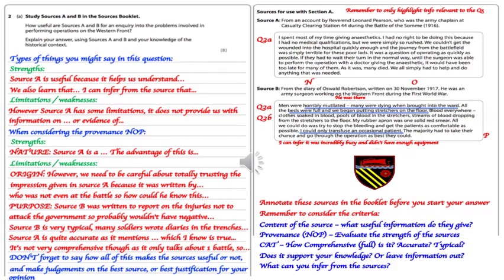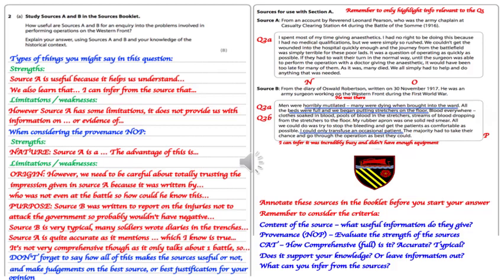Source B was written to report on the injuries, not to attack the government, so probably wouldn't have negative information, blah, blah, blah. Source B is very typical. Many soldiers wrote diaries in the trenches. Source A is quite accurate, as it mentions, blah, blah, blah, which I know is true. Or source B is not very comprehensive because it only talks about one battle, so it can't tell me about others. Right, they're all sentence starters that you can use.